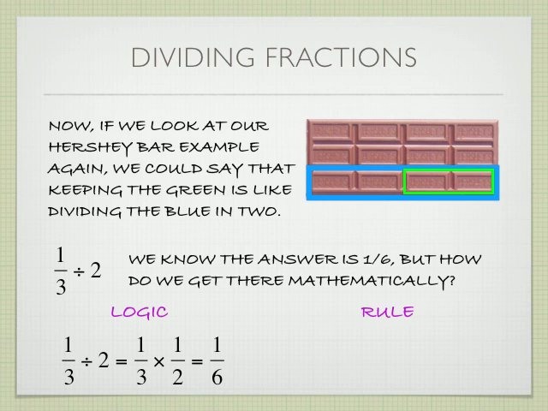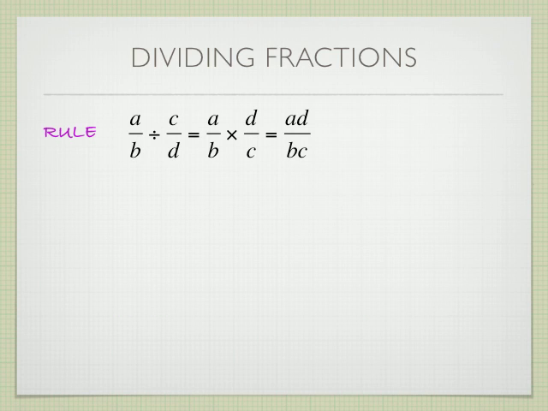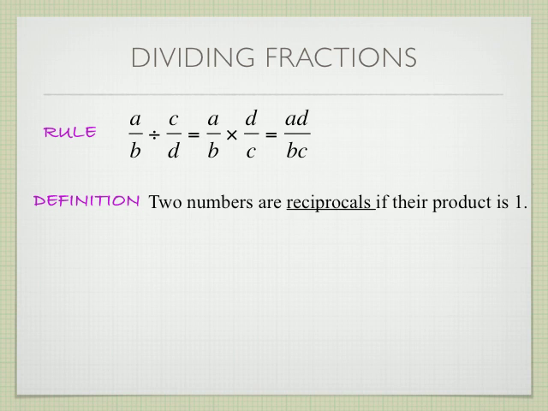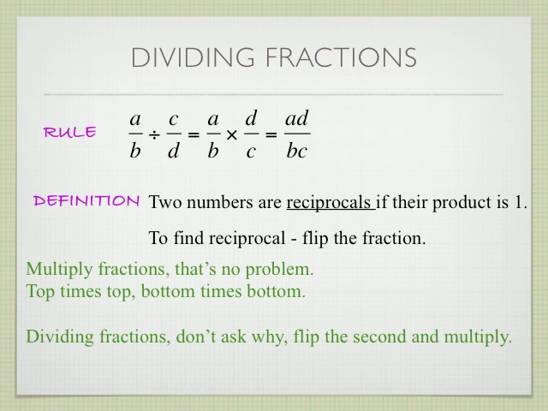So let's look at our general rule. If I have a fraction divided by a fraction, my rule is that I flip the second fraction and then I multiply. I'm going to have that written again on the next slide. This is a very common thing in math, to take something you don't know how to do and turn it into something you do know how to do. So rather than teaching you how to divide fractions all by itself, we're just going to turn it into a multiplication problem, and then we already know how to do multiplication. Two numbers are reciprocals if their product is 1. To find the reciprocal, I just flip. So I'm just taking the reciprocal of the second fraction and multiplying.